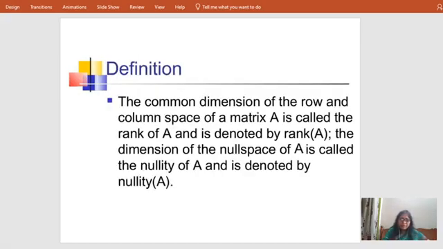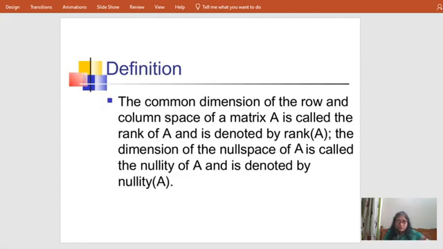Now, using that statement, we are going to look into the definitions. The common dimension of the row and column space of a matrix A is called the rank of A, and it is denoted by rank A. It is also sometimes denoted by rho A. And the dimension of the null space of A is called the nullity of A and is denoted by mu of A.